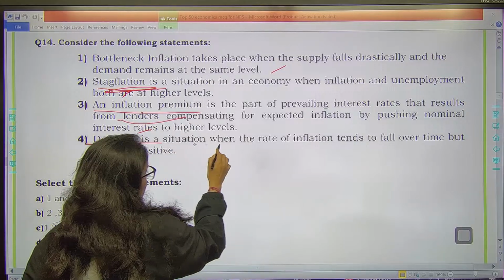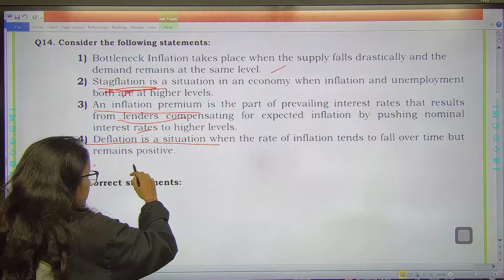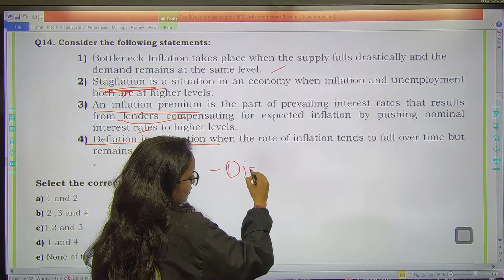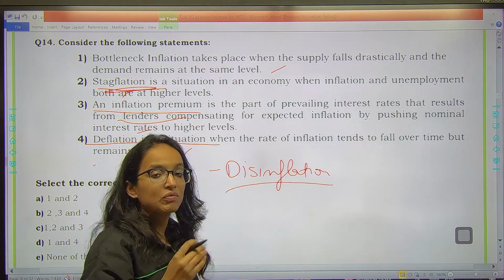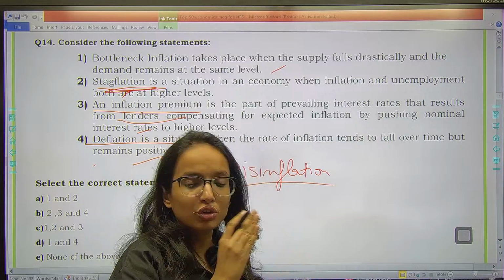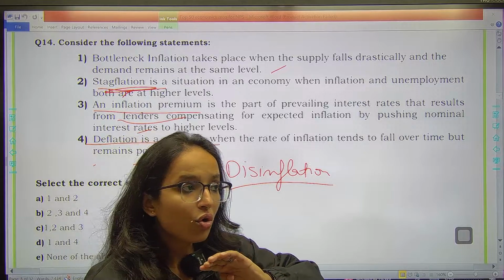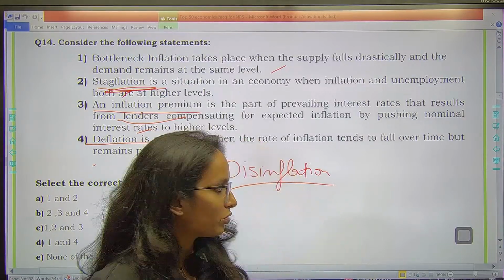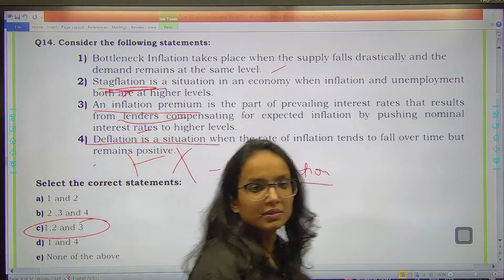Last one: deflation is a situation when the rate of inflation tends to fall over time but remains positive. No, it is disinflation, right? Disinflation is when inflation is positive but the rate of growth is less. Deflation is a situation when there is no positive rise in the prices. So basically prices are falling. So the fourth is incorrect. 1, 2, 3 are correct. Option C is the right answer here.